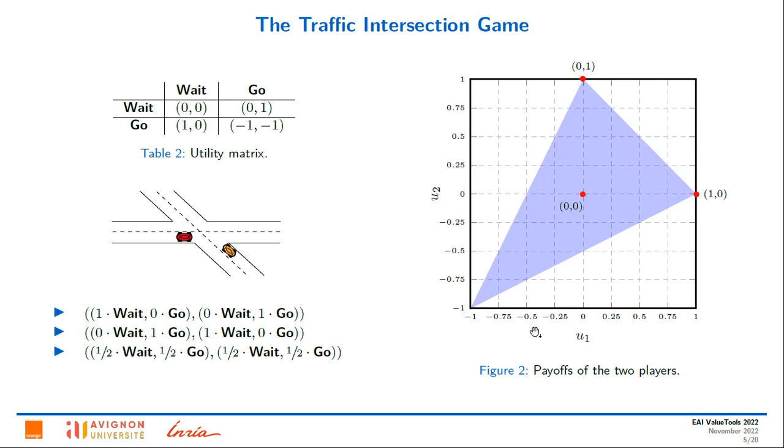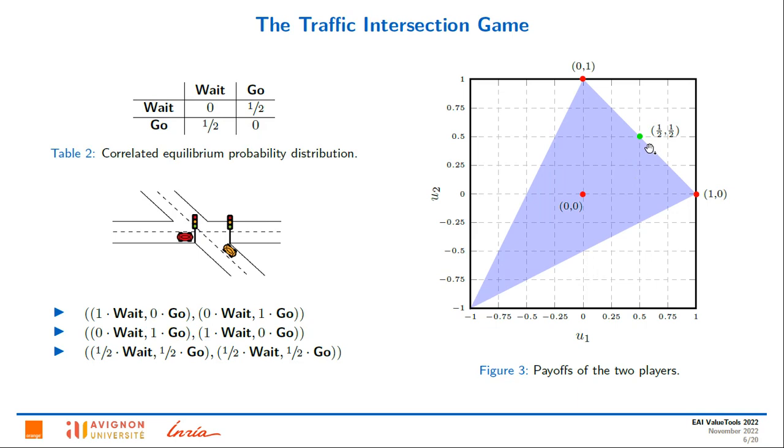Now, what we can see is that there are potentially more interesting outcomes that are reachable in this game. For instance, I highlighted this point in green, the point 1.5 and 1.5, obtained with this probability distribution, for which the profiles wait-go and go-wait are played with probability 1.5 each. And now this probability distribution over action profiles is a correlated equilibrium probability distribution that satisfies the definition we saw earlier.